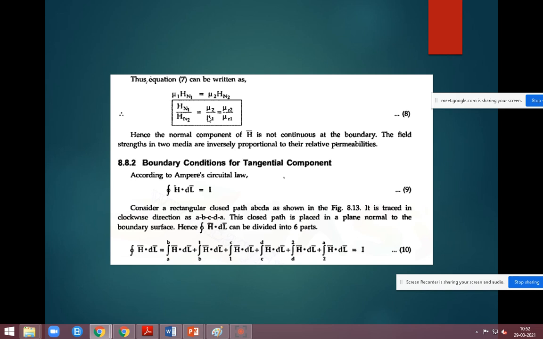Okay. Next, boundary conditions for tangential components. So similarly, you will be calculating the magnetic flux intensity and density for the tangential component. Here you will be applying the Ampere circuit law. So what is Ampere circuit law? Integral of H vector dot dl vector will give the current value. Okay. First you will be applying this boundary value, that is Ampere circuit law. So the summation of all these values. Okay, the first part is nothing but A B C D A.